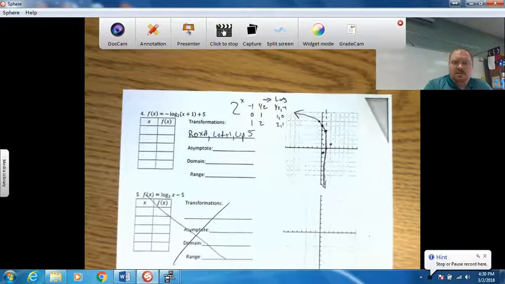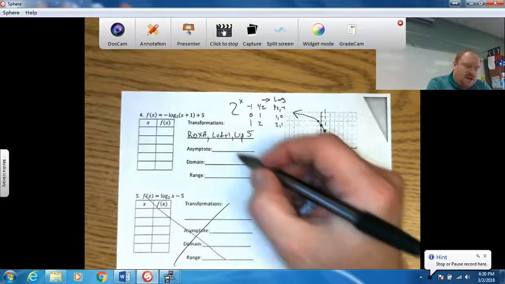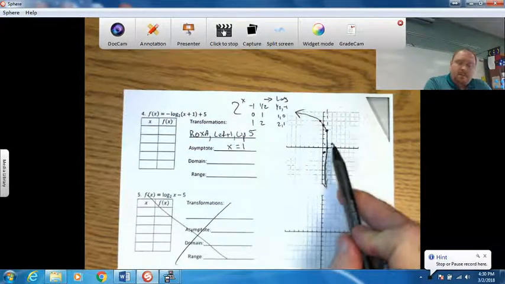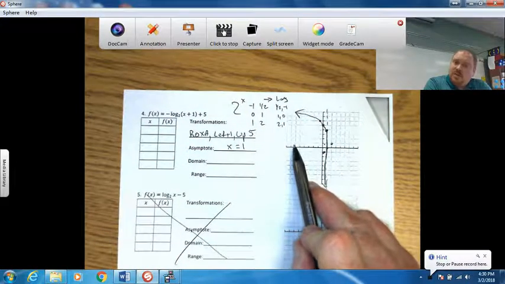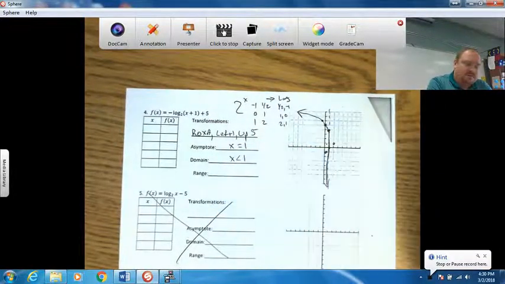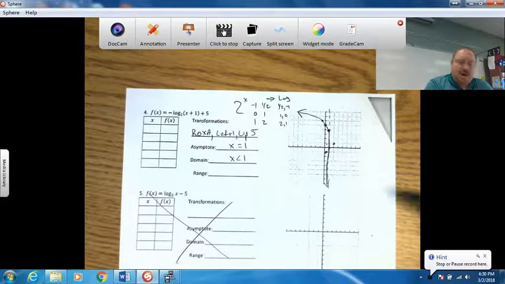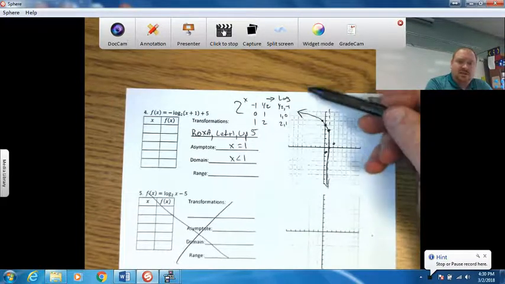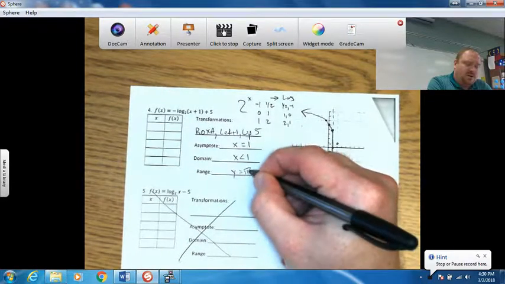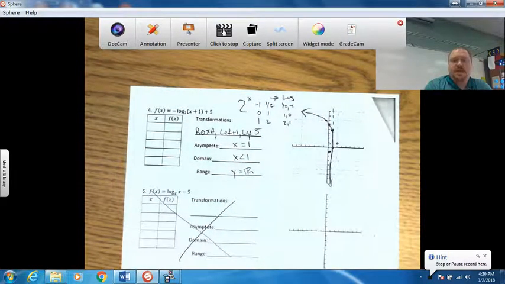So now, I can say my asymptote is at x equals 1. But now I'm to the left of it. So for my domain, I can't say greater than 1. I have to say less than 1. My range, this still goes down. It still goes up. My range is all real numbers. That part has not changed.